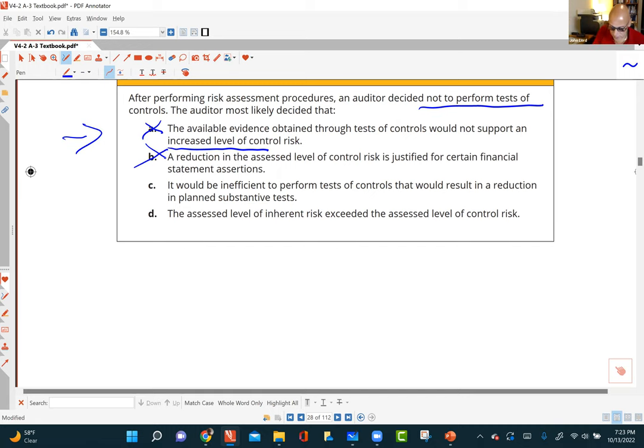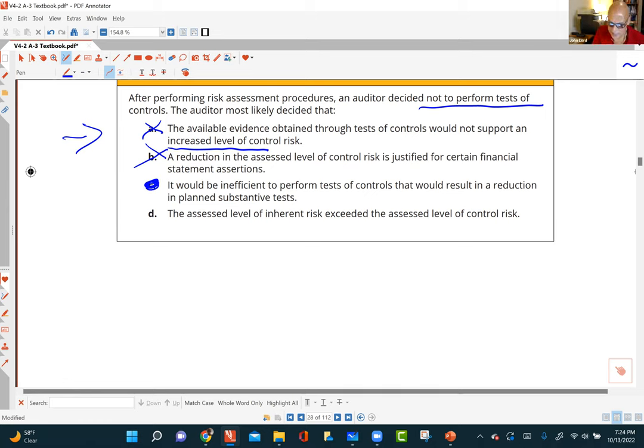You look at C and it says it would be inefficient to perform tests of controls. That's the one that I had you highlight in yellow. I'm saying that's not very likely to happen. But if you've determined that even though you looked at the controls, you liked the design, you saw that they're implemented, and you think you've got an assessment of the risk of material misstatement at less than the maximum, you might choose not to test the controls and go directly to substantive testing. Because now you're going to have to get a lot of external evidence, do larger sample sizes for your substantive testing, and probably do your testing at year end instead of interim. So yeah, that's the correct answer.